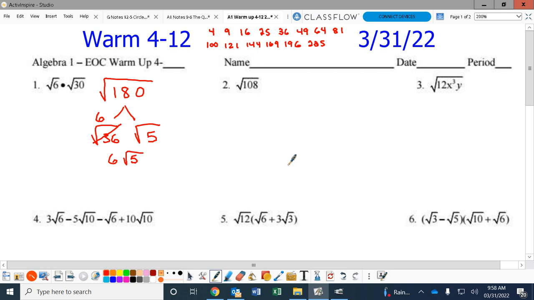Okay, guys, square root of 108. We're looking for a number from that list that'll go into the square root of 108. Start dividing. What y'all got? 36 again? Oh, look, how easy. 36 and what this time? 3. And the square root of 36 we already learned was 6. So 6 square roots of 3.